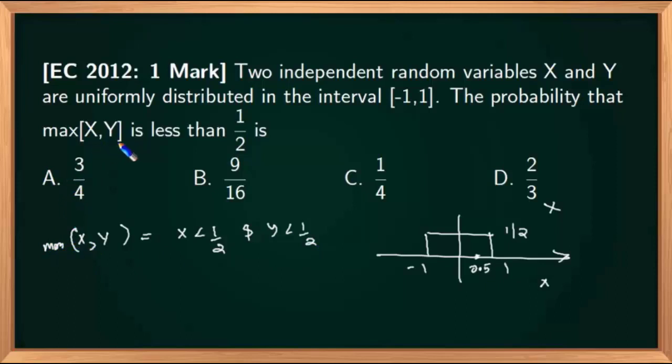When you take two values, randomly one for x and one for y, and you want the condition that the maximum value of x and y is less than half, it means that x must be less than half and y must be less than half. So the question is to find the probability of simultaneous occurrence of these two events. The event means the value taken by the random variable is less than half.